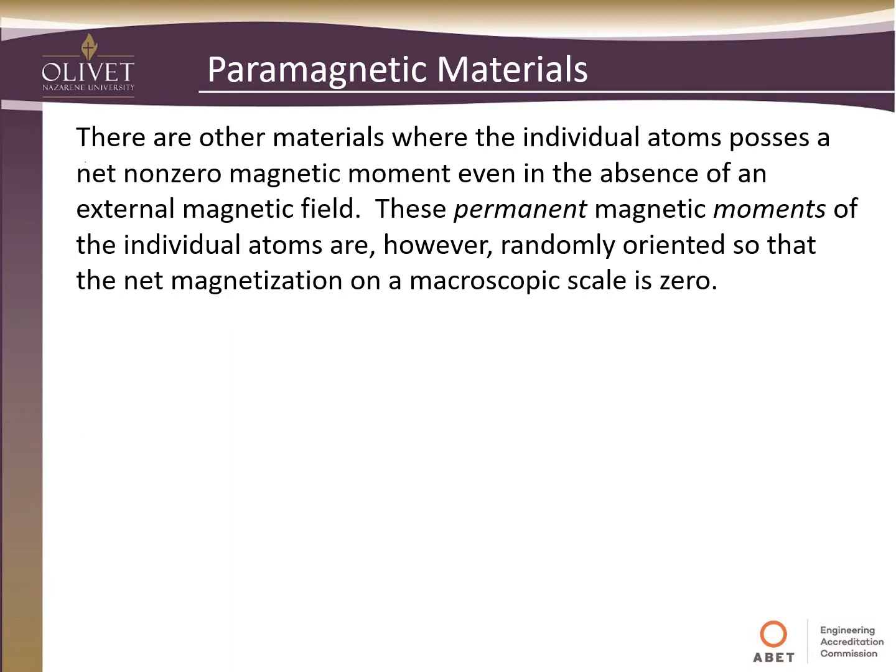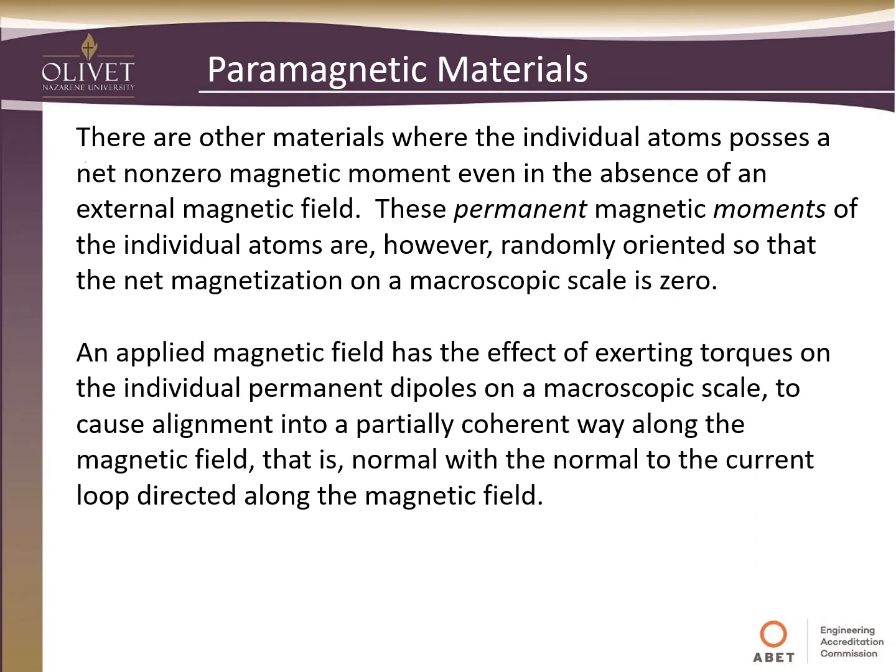There are other materials where the individual atoms possess a net non-zero magnetic moment, even in the absence of an external magnetic field. These permanent magnetic moments of the individual atoms are, however, randomly oriented. That is, they aren't all in the same direction. So the net magnetization on a macroscopic scale is 0. So if you have a lump of the material, it would not appear to be magnetic, whereas there is some magnetization going on at the molecular level.